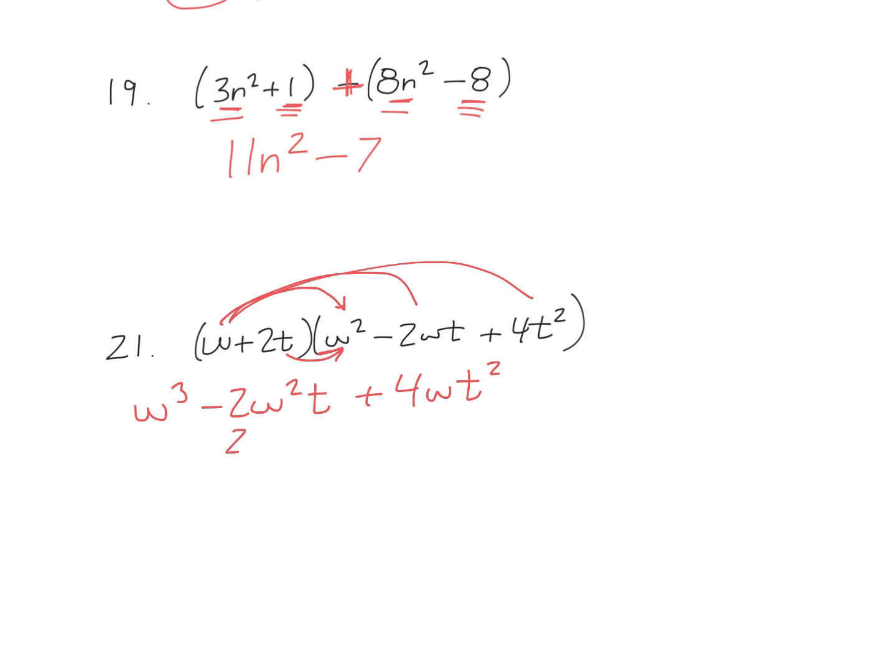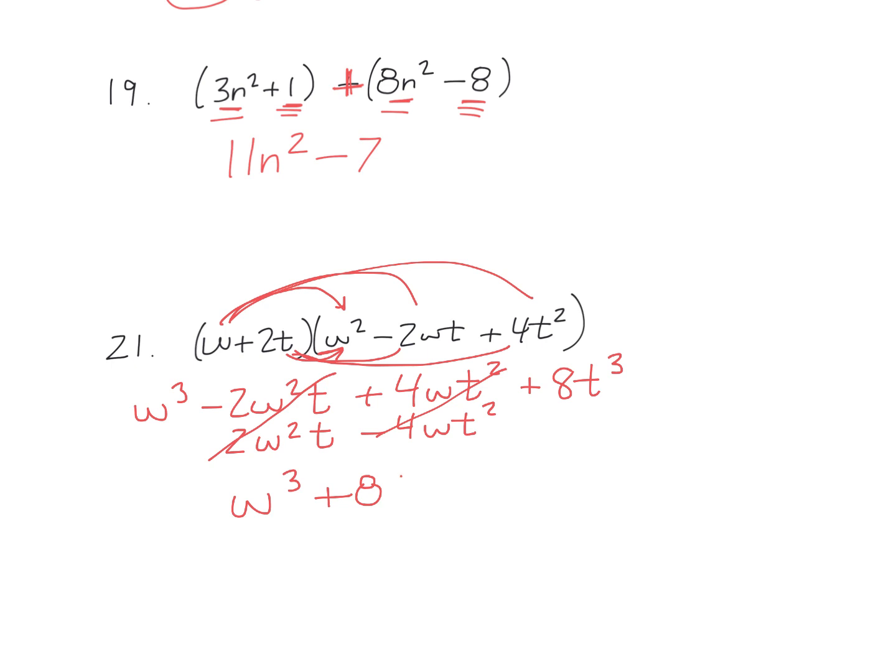Now I'm going to put this right here. I'm going to work vertically here. This is kind of a different way of doing this, because I'm going to combine those because those are like terms. And then I have a negative 4wt squared, which is similar to this one. Any of the variable parts exactly the same, they are like terms. And then I would have 8t cubed. So now I would combine these. These are going to cancel. These are going to cancel. And so I'm left with w to the 3rd plus 8t cubed.